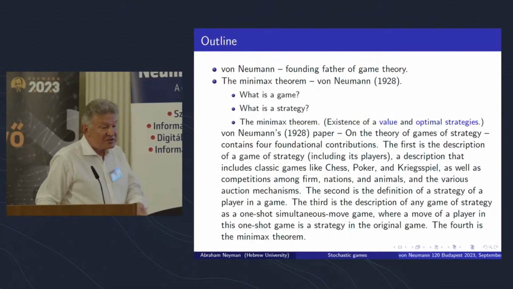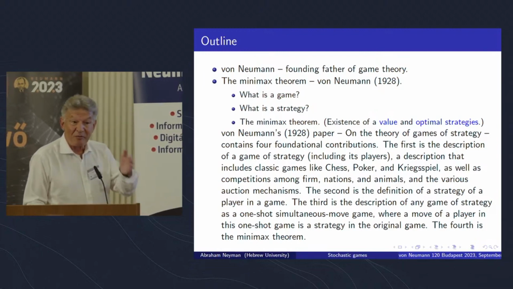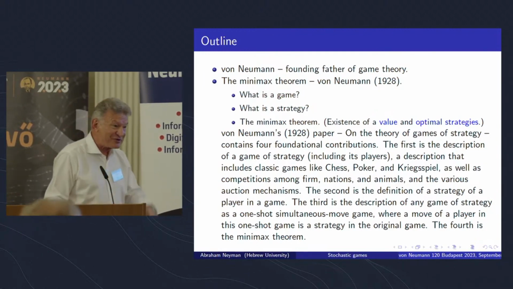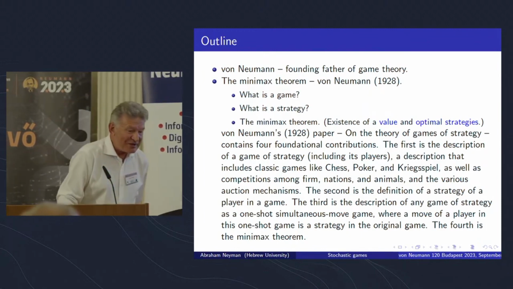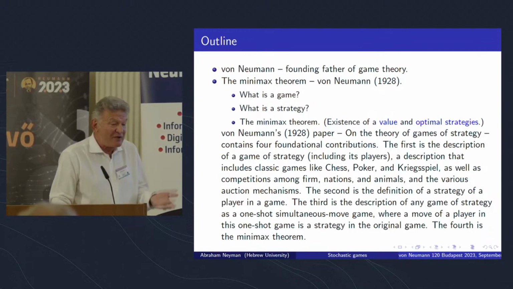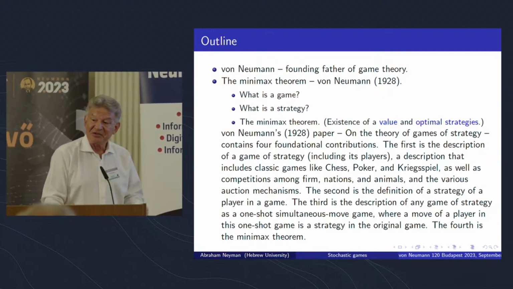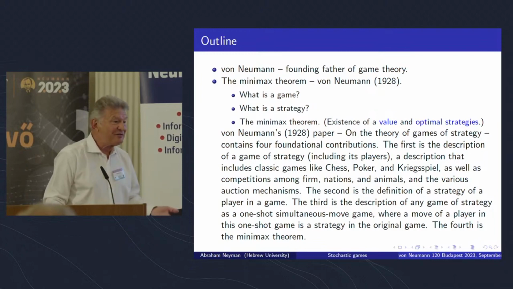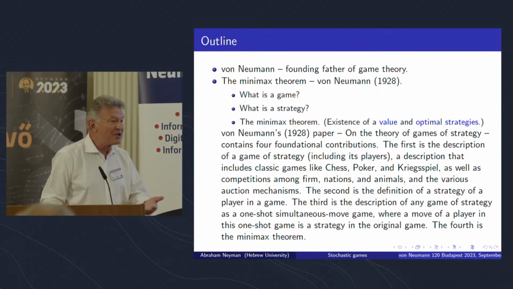So this first one described many games like chess, poker, Kriegspiel. Probably you don't know what Kriegspiel is, but it's a very interesting strategy game, as well as a competition among firms, nations, animals, and the various auction mechanisms. And nowadays auctions take such a large part in real life that people don't know that there are auctions in trillions of dollars almost daily.